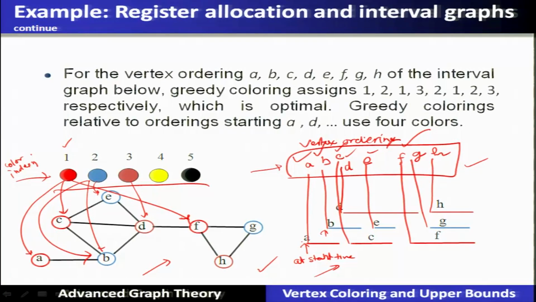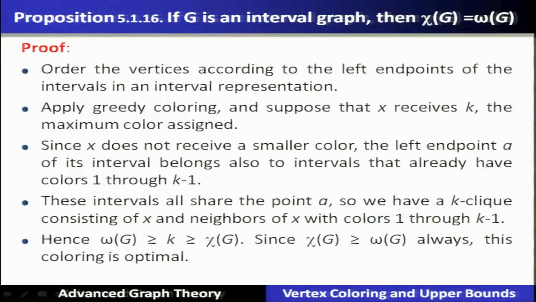Now this coloring which we have obtained with this vertex ordering in the interval graph is optimal, and it uses only 4 colors. Now we will see the proposition which says that if G is an interval graph, then the chromatic number of the graph is equal to omega G. That means we can color with only the clique value of that graph, hence this becomes optimal. Why? Because we have seen that it is at least omega G, and now it becomes equal to omega G, hence this coloring is optimal for interval graphs.